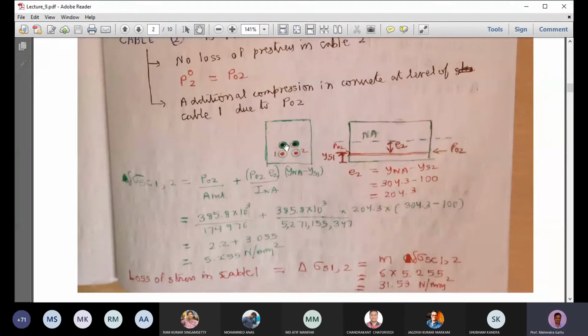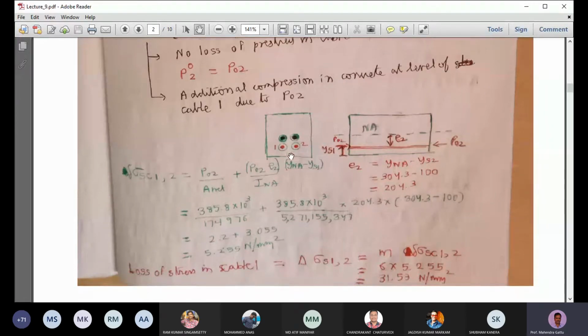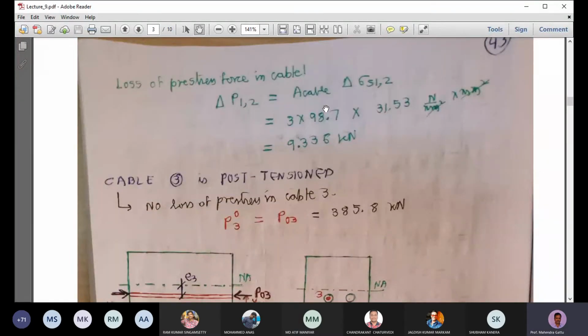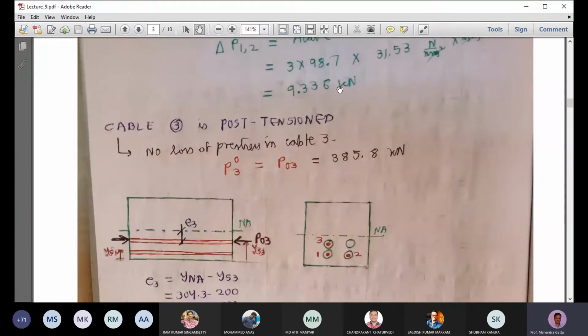post tensioned. Now we will put the cable 3 and do the post tensioning. So when cable 3 is being post tensioned, what will happen? Cable 3 will not lose any pre-stress because simultaneous compression is occurring in concrete, and whatever hydraulic jack force is applied is retained in cable 3. But in 1 and 2, there will be some additional compression produced due to the pre-stressing force from cable 3, and we'll find out what that additional compressive force is. So we can find out the loss of pre-stress by calculating the area of the cable times that loss of stress. That's coming around 9.33. Yeah.